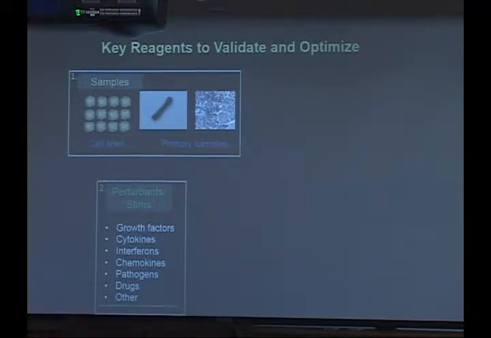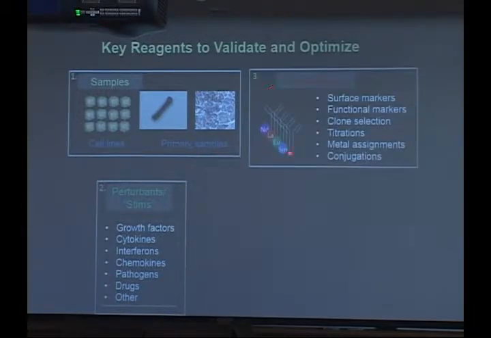Okay, so what are the key reagents? Your experiment and your data, I hope I'm not telling you anything that is a surprise, are as good as the reagents that you put in. And therefore, that has got to be highly regulated and controlled and verified for quality. Those samples are cell lines and primary samples. The choice of the perturbants or stimulants, and then the antibodies have all got to be validated. And for those, the antibodies are against the surface markers and the functional markers.